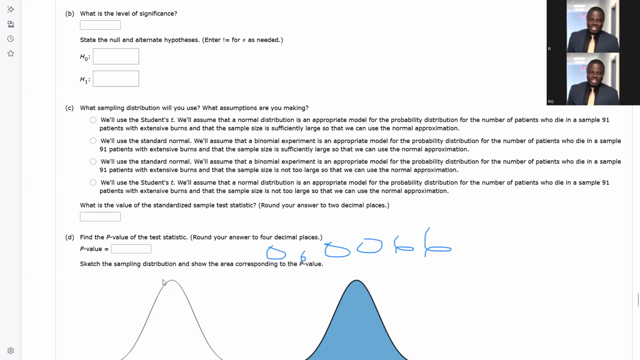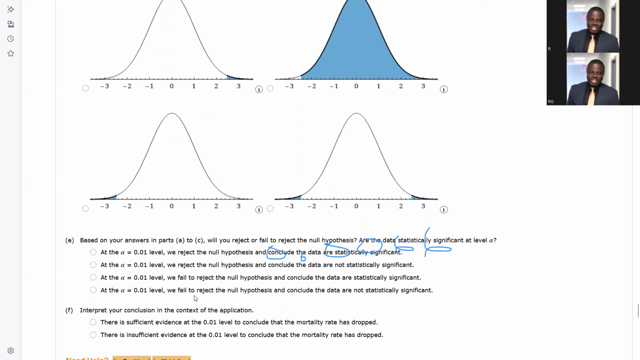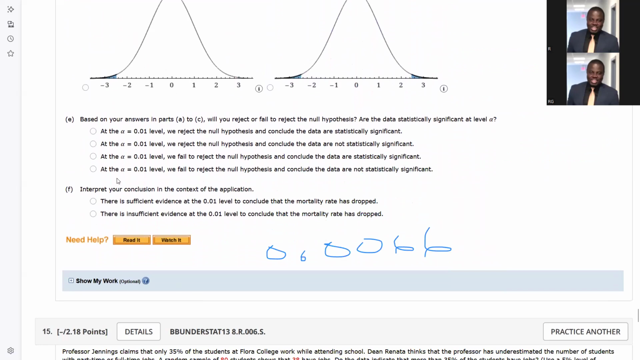And now it says sketch the sampling distribution. Now this is left-tailed, so you should see that it's going to be this one right there. And remember, it's negative 2.48, so this seems like the right one, because it's in the middle of -3 and -2, and then it goes to the left too. The area is shaded in blue, and that's what I wanted to get. So I think that's it.